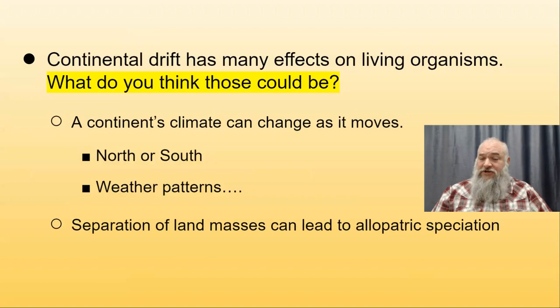You can also get separation of land masses, which is like perfect allopatric speciation, right? There's going to be no gene flow between two populations as continents drift apart. So this is allopatric speciation, large scale, not one side of a mountain range or another on an island somewhere. This is big speciation. And this has happened many times over the course of Earth's geological history.